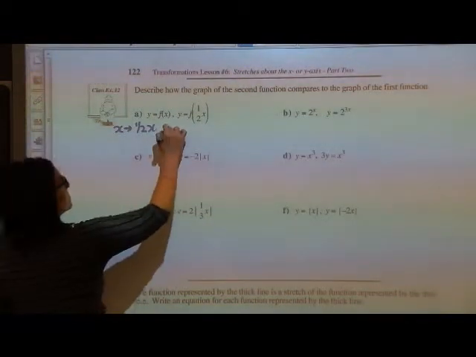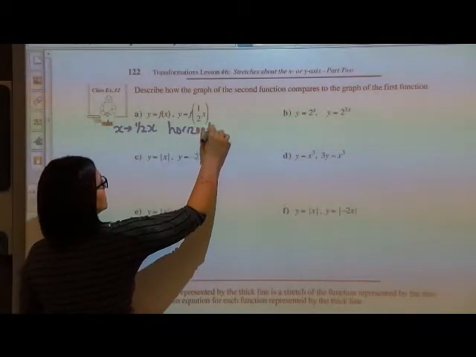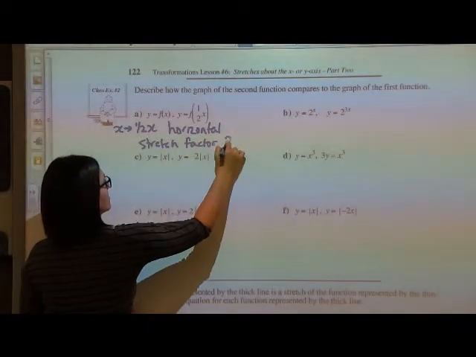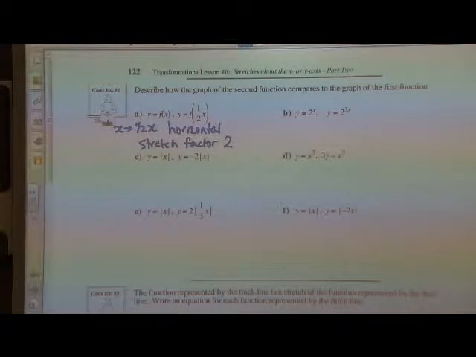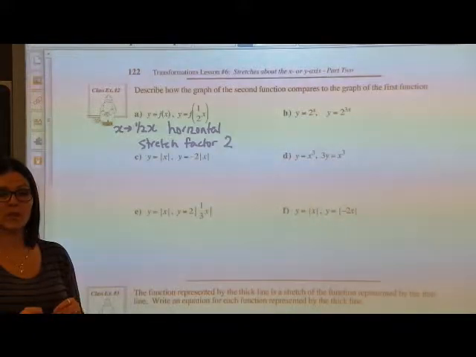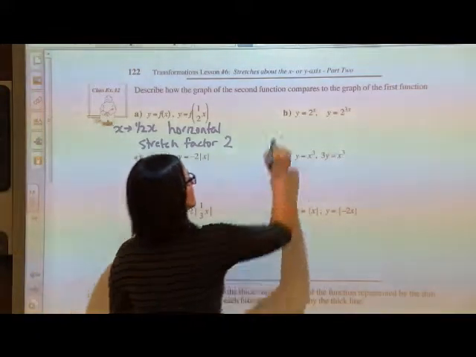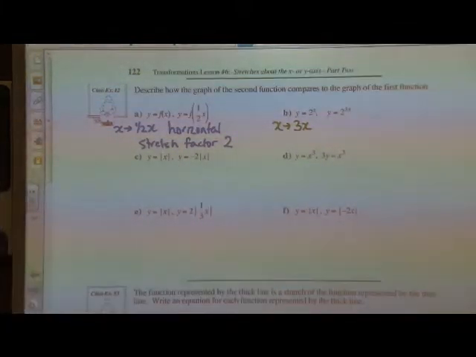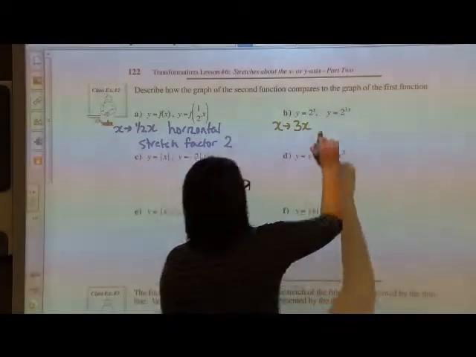Horizontal stretch by factor 2. Yes. Of the y-axis. What's my replacement on b? What did I replace? x with 3x. And if I replace x with a 3x, what am I doing to the graph? Horizontal stretch by factor 1/3. Yes.